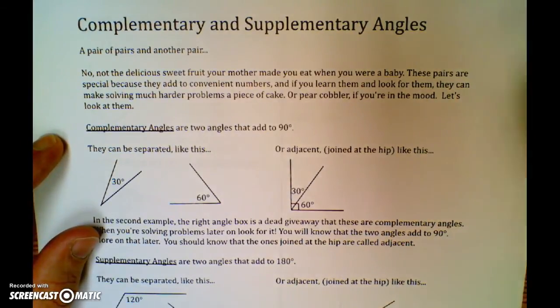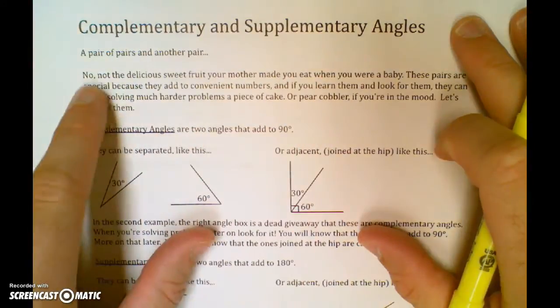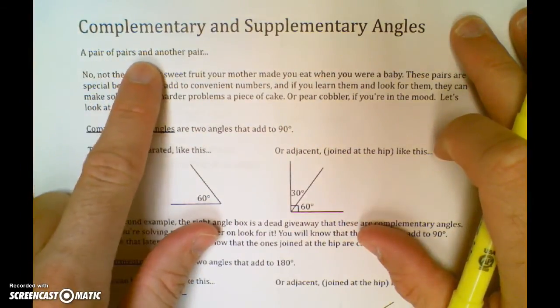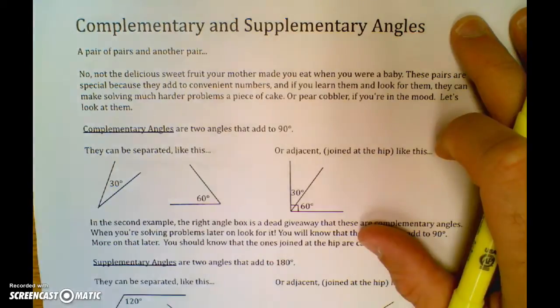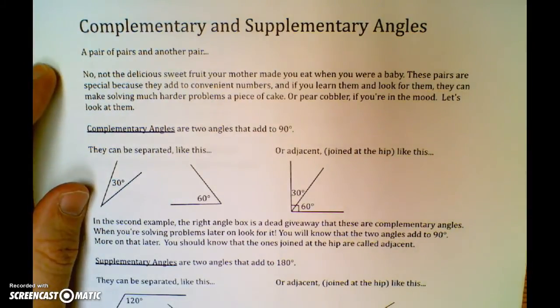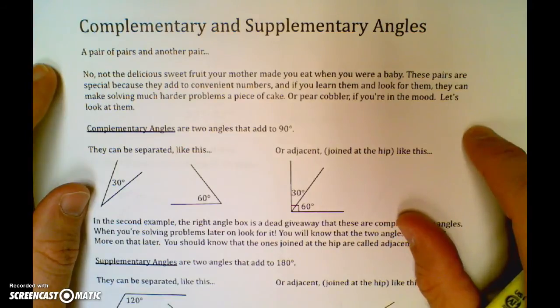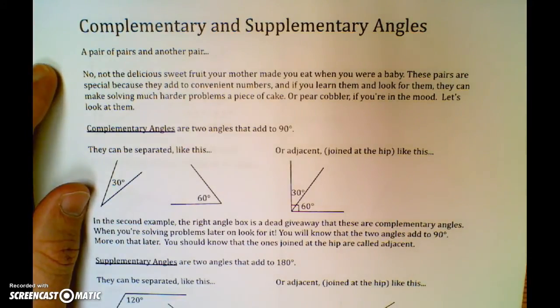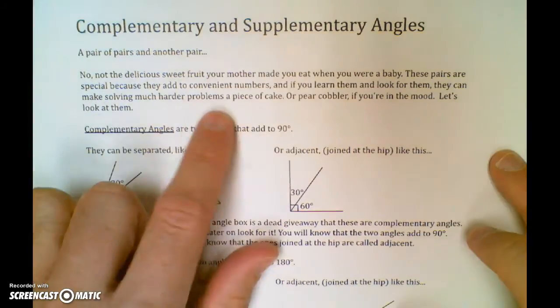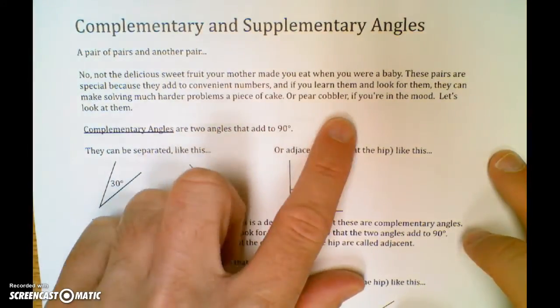So, complementary and supplementary angles. A pair of pears and another pear. No, not the delicious sweet fruit your mother made you eat when you were a baby. These pairs are special because they add to convenient numbers, and if you learn them and look for them, they can make solving much harder problems a piece of cake, or pear cobbler if you're in the mood.